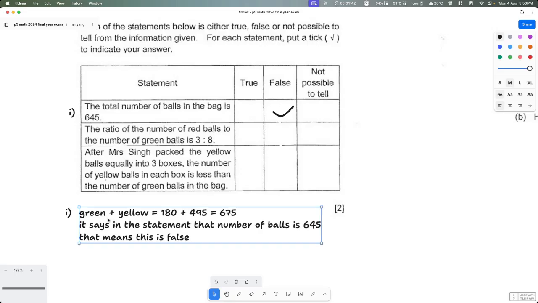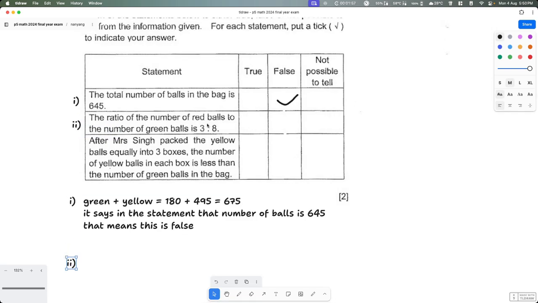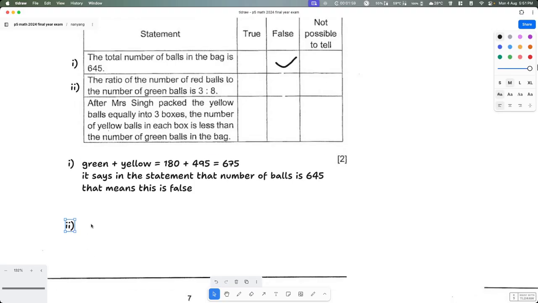Okay, I'm going to put that like this. All right, let's move on to the next part over here. Part number 2. Okay, so the ratio of the number of red balls to the number of green balls is 3:8. So red is to green is basically 3:8, right? 3:8 in this case over here.